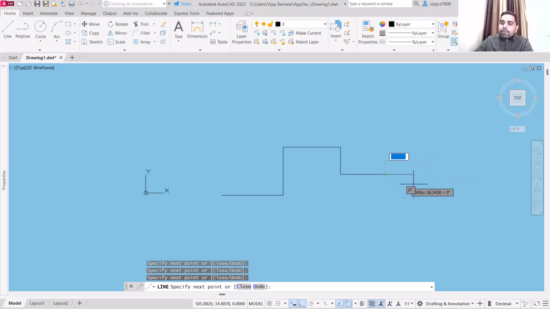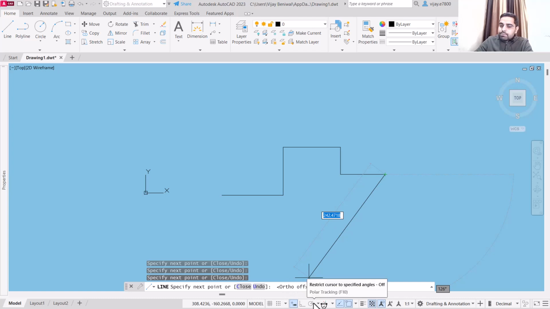Like I'm able to draw at 0 degrees, at 90 degrees, at 180 degrees, at 270 degrees, and again 0 degrees. So basically these are the multiples of 90 degrees. So this is the purpose of ortho mode. Another one, now turn the ortho mode off. So basically you have seen here ortho is off.